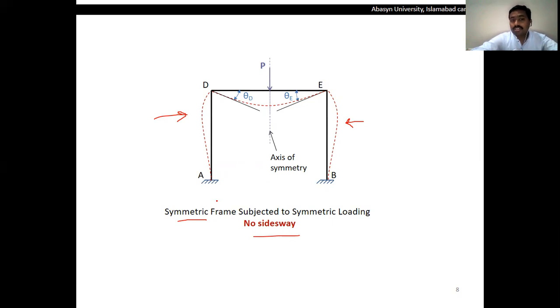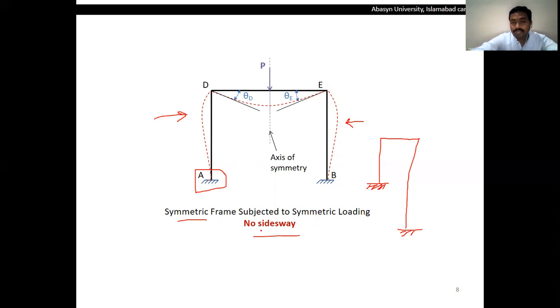And secondly, these types of frames are considered non-sidesway frames when they have equal length of the members. For example, if we have the same length of members A to D and B to E, the frame will be considered a non-sway frame. But if we have the same loading but a different length of the two members, then there will be a sway in the frame due to non-symmetry in the member dimensions or the member length. So in such a type of frame there will be sidesway.